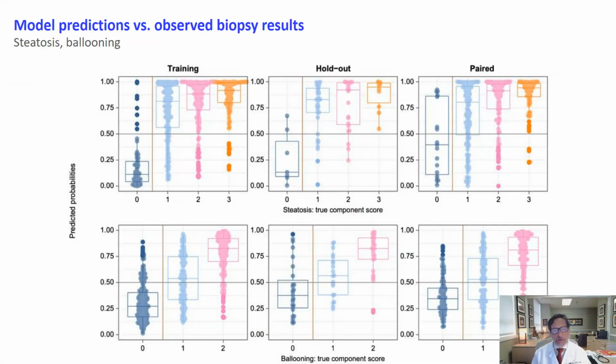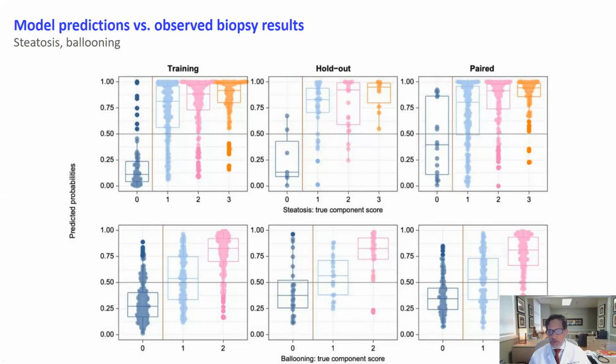So this then allowed us to move to the data. What you see at the top are the data for steatosis in the training, holdout, and the paired validation group. And what you're seeing for steatosis grade 0, 1, 2, and 3 are the predicted probabilities that somebody actually has this. So we set 0.5 as a decision threshold. Anything above that we said was yes, and if it was below, then we said it didn't meet the criteria. And you're seeing the distribution here for steatosis.